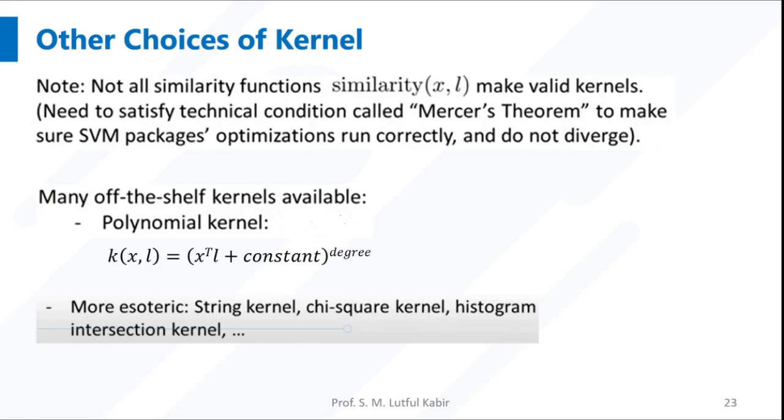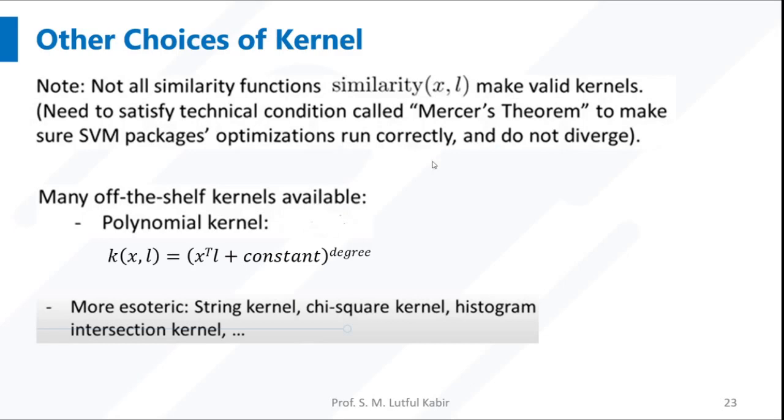Now, other choices of kernel for SVM. Not all similarity functions, similarity of x and L, make a valid kernel. They need to satisfy a technical condition called Mercer's theorem to make sure the SVM package optimization can run correctly and does not diverge. That is another topic of discussion that we will not cover in this lecture.